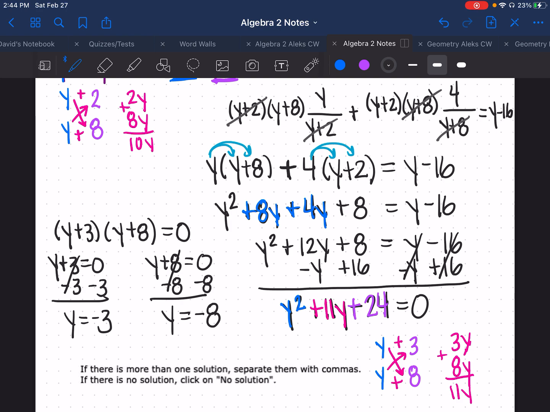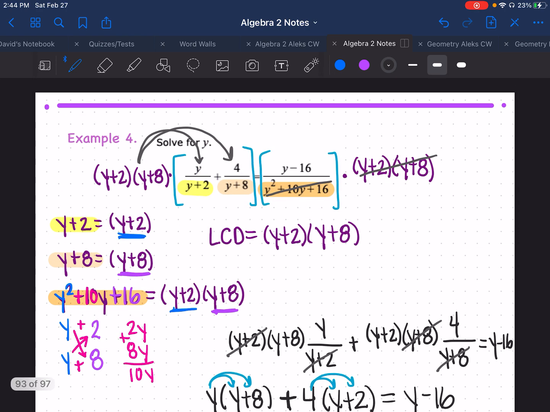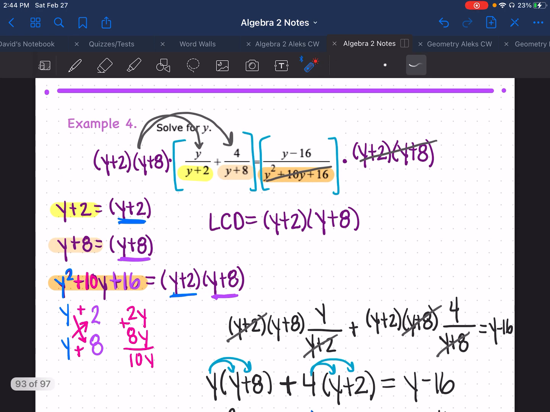So what we need to do is go back up to the top, and make sure that we do not get a 0 when we plug it into the denominators. We want to make sure that we are not dividing by 0, okay? So let's do -3 first. I'm going to check here, here, and here. I just want to make sure that none of those are going to become 0.